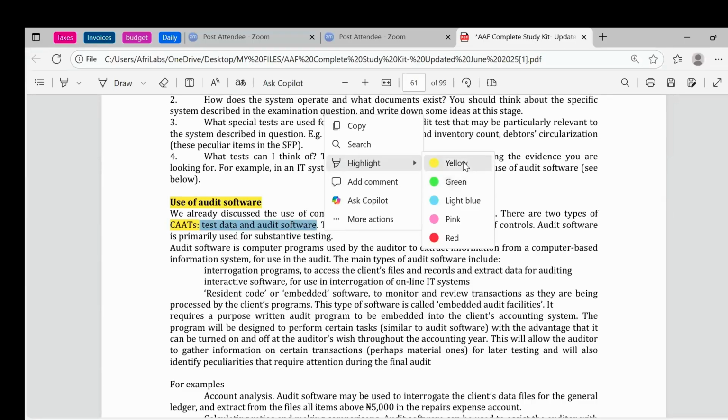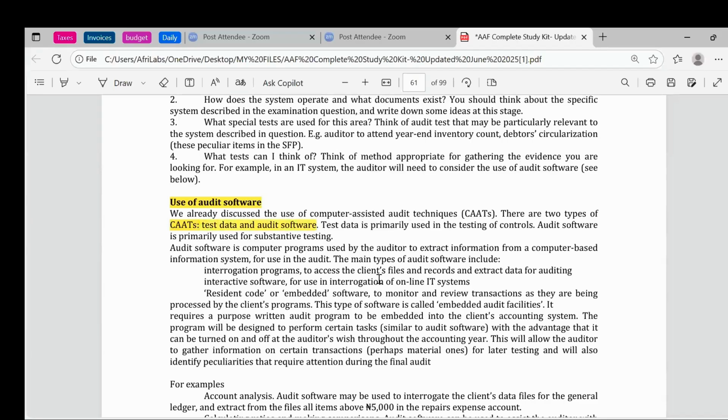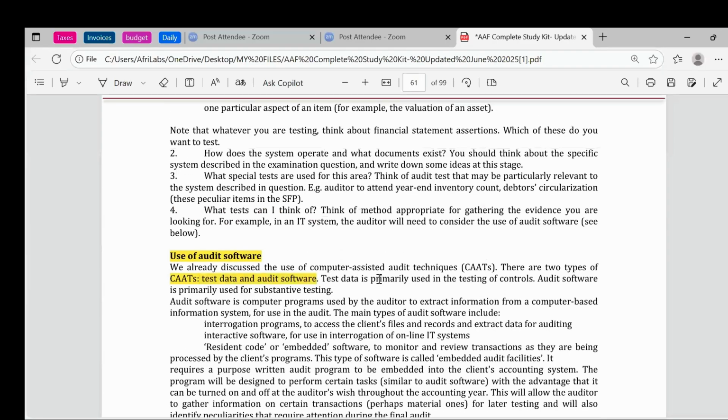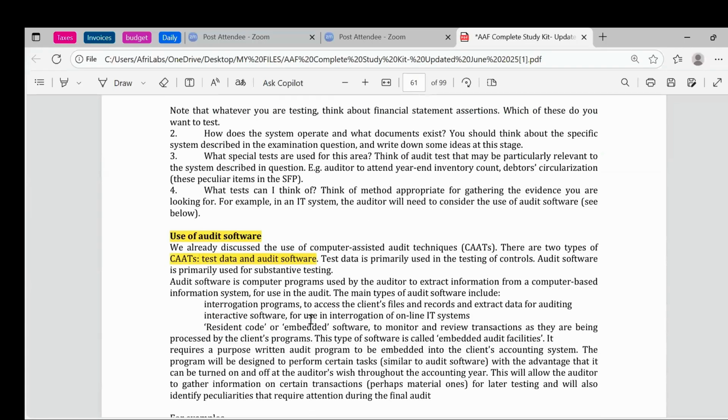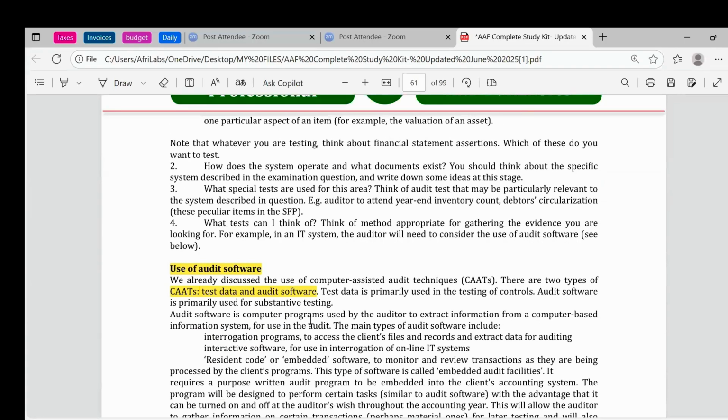Test data is useful to test controls. You are basically going to process a transaction and see whether all the relevant internal controls that the transaction should pass through, it passes through, so that you confirm that yes, the internal control system of this client is still intact. While audit software is basically programs that are used to help the auditor extract information from the client's computer system in the course of the audit.